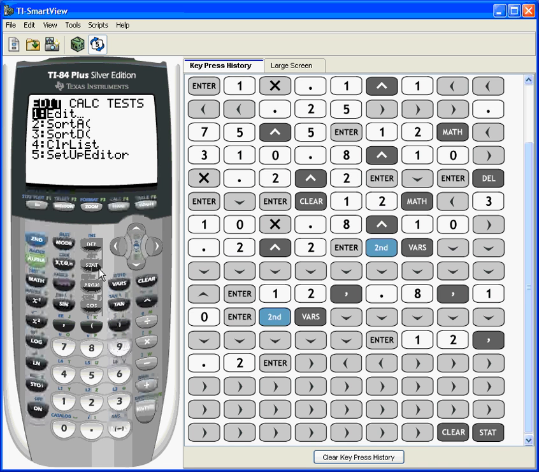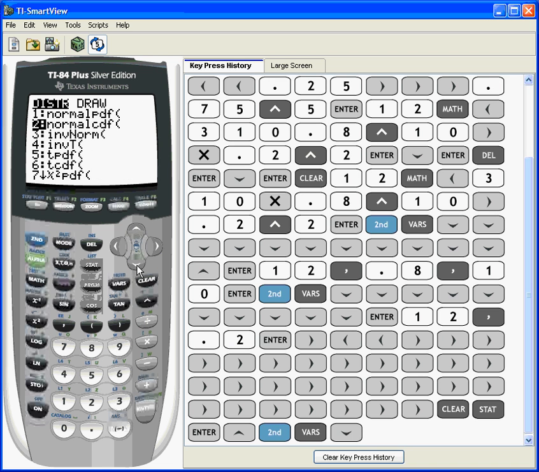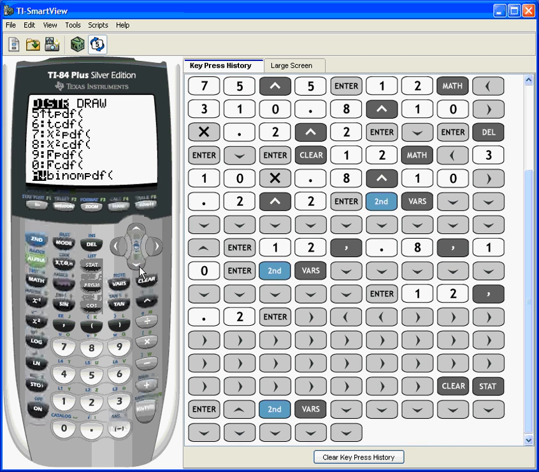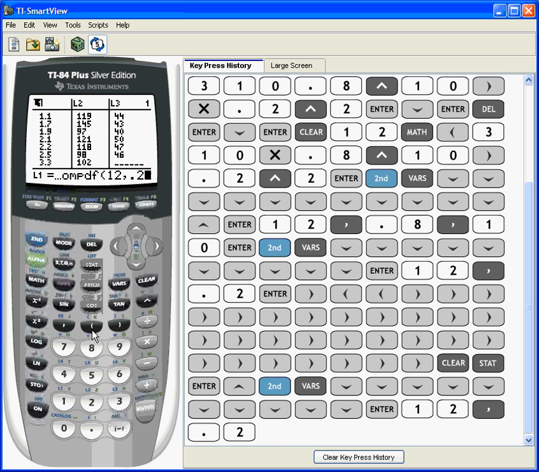So if you go into Stat, Edit, and notice I have some values in my list 1. I'm going to press my up arrow to put my cursor up on the list name, and I'm going to type in my distribution here. So if I go second DISTR, I'm going to go down to binomial again, and I still want PDF. And let's say we're still talking about the multiple choice question for the stat student. So there were 12 questions to choose from, and the probability of getting a single question right was 0.2. And again, I'm going to leave off the number of successes.